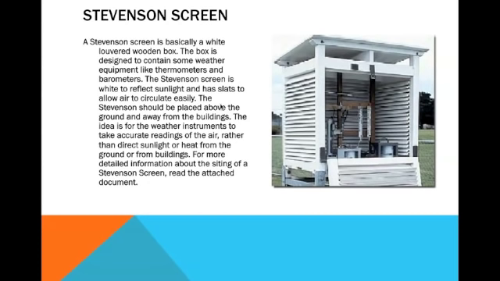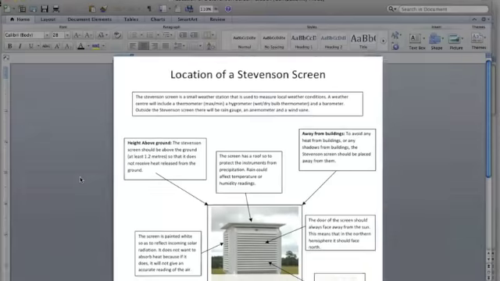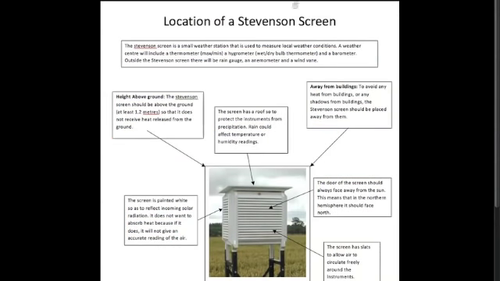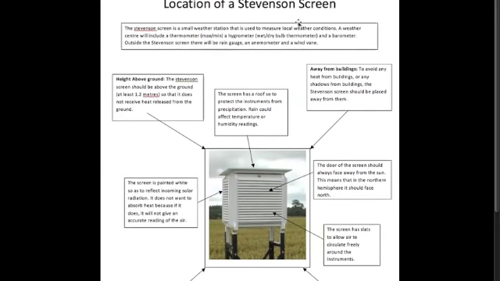So the Stevenson screen should be placed above the ground and away from the buildings. The idea is for the weather instruments to take accurate readings of the air, rather than direct sunlight or heat from the ground or from buildings. So for more detailed information about the siting of a Stevenson screen, the location of a Stevenson screen in more detail.